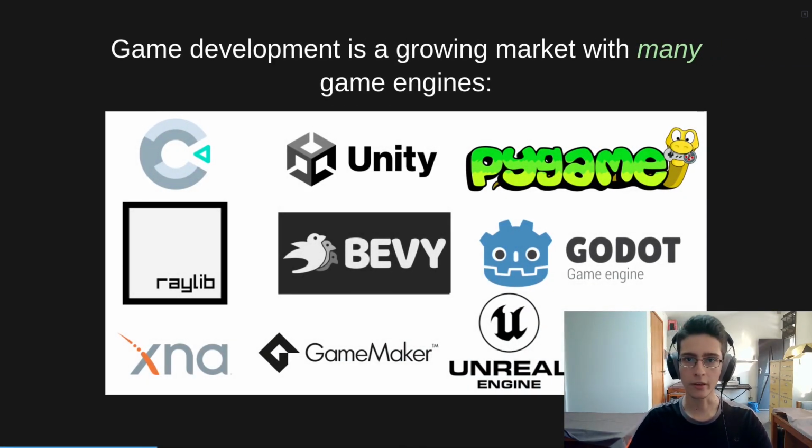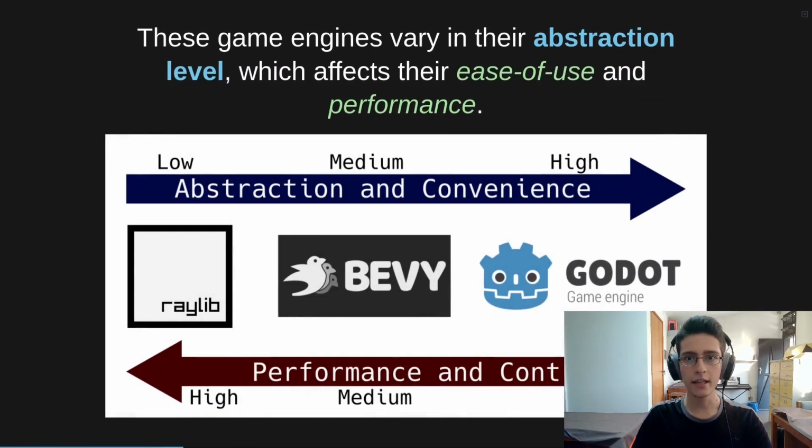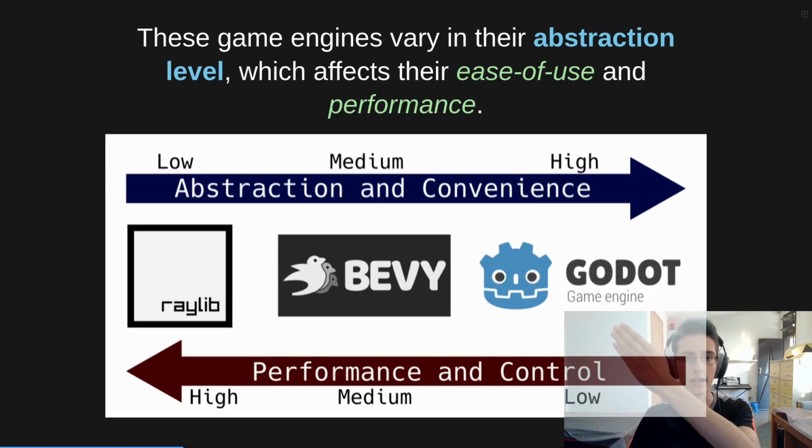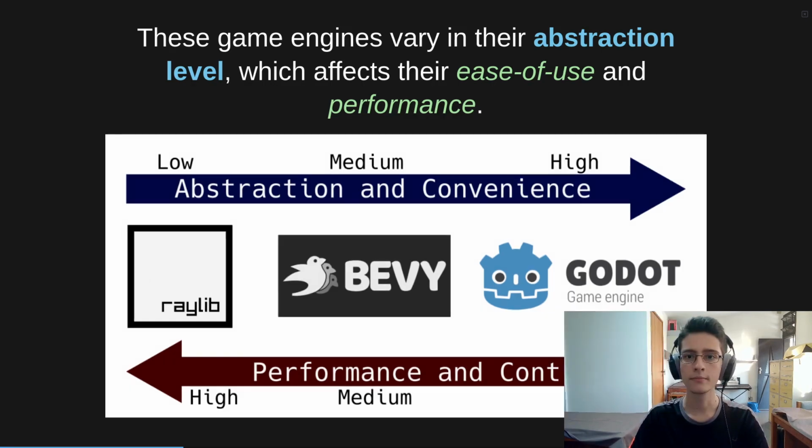Game development is a growing market with many game engines, as you can see in the following image. These game engines vary a lot in their abstraction level, which affects their ease of use and performance. As you can see in the image, a higher abstraction level means higher convenience, but that also means a loss of performance and control. That can be seen in the image with three examples, Raylib, Bevy, and Godot, that go from low, medium, and high abstraction and convenience, and performance and control.